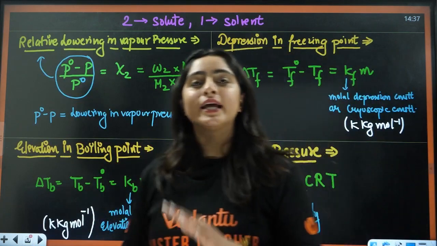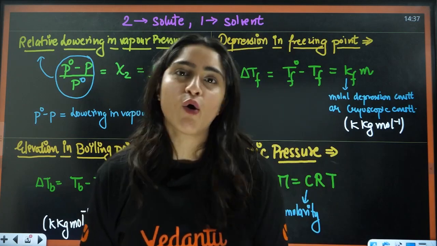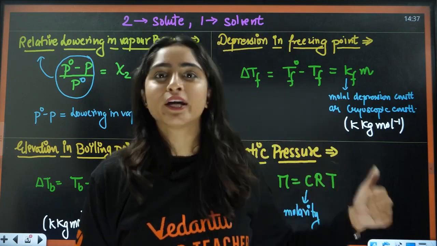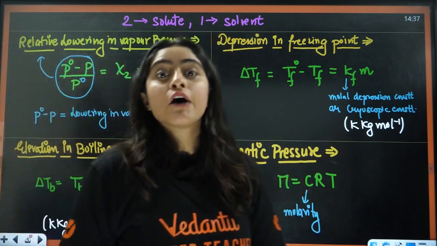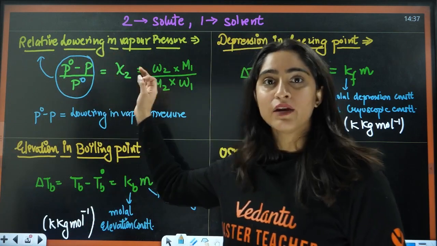Next, we have the colligative properties. Very important. The questions are usually asked from colligative properties and the Van't Hoff factor. So we have 4 colligative properties. First, starting with relative lowering in vapor pressure.